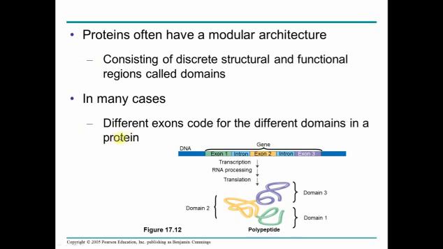And we also know that typically different exons code for different domains or different regions of the protein. So here's exon 1, exon 2, exon 3. Cut out the 2 introns, and this exon 2 codes for this domain, exon 1 codes for this domain, and then all together we have this polypeptide. So they're each different segments of the polypeptide.